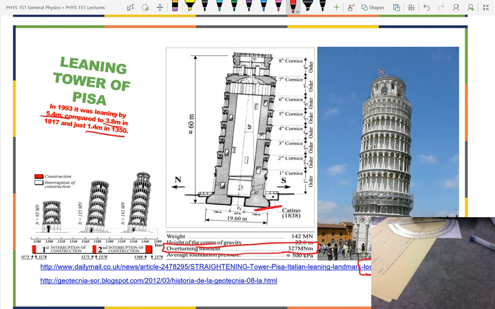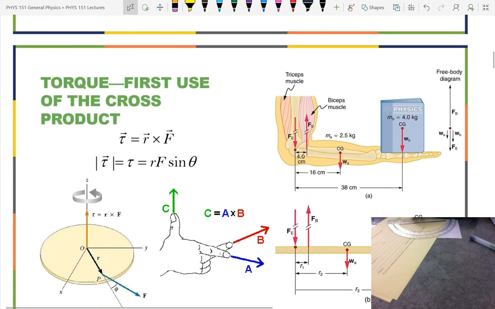Meganewton meters. We can't use the term joule because that would be for energy. Even though a joule is a Newton times a meter, we use joules for energy, Newton meters for torque. So it's 327 meganewton meters that we need for the torque to counter that. And I'm not going to do any calculations on this, just that.